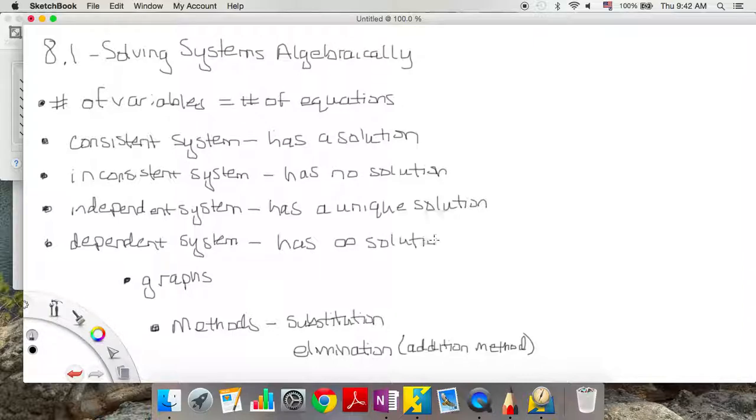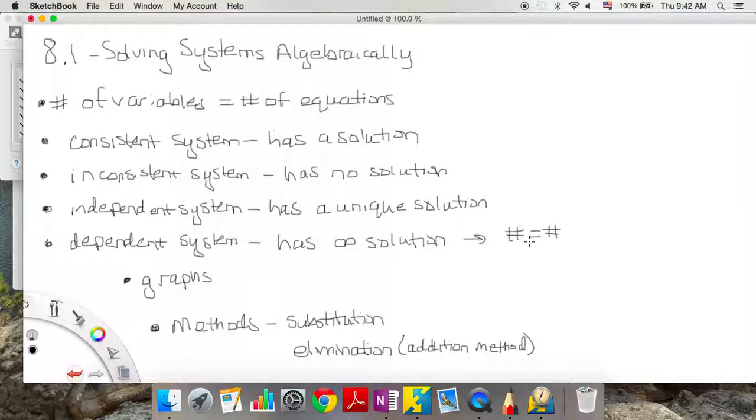When you solve a dependent system, you'll end up getting something like a number equals itself, like 6 equals 6. Well, that doesn't really tell you anything. What that tells you, though, is that there are infinitely many solutions. No matter what your variables are, they still will work out.